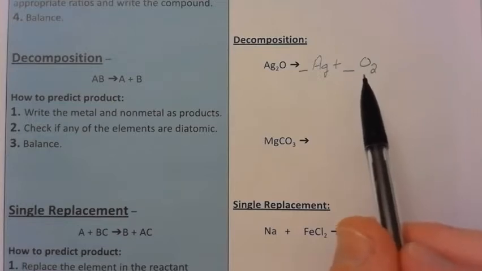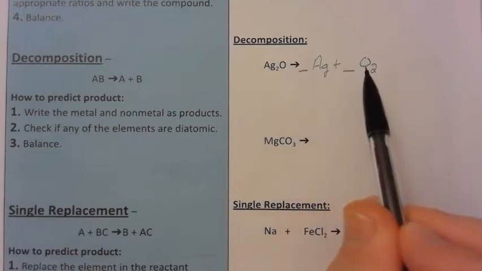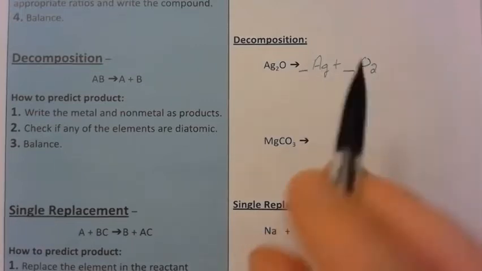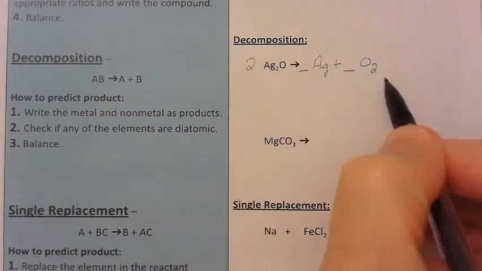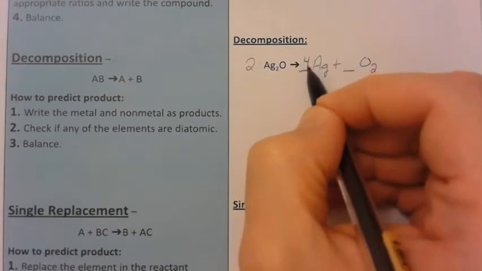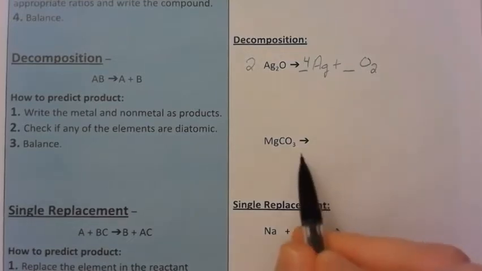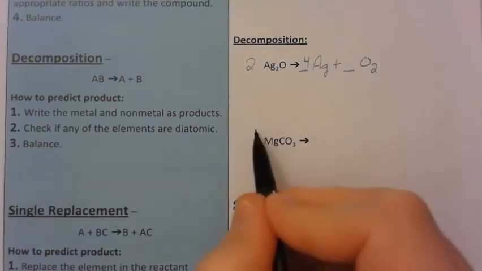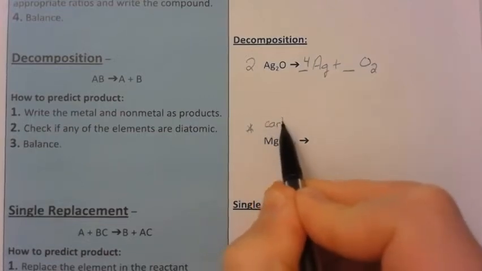diatomic element. So now when we go to balance, we've got one oxygen somehow forming two oxygens, so we're going to have to double up the number of oxygen atoms going in, and that means 4 silver atoms are going in, so 4 silver atoms are going to have to come out or be produced. Right? For this second example, this is a unique instance, and this is what we call a carbonate reaction.